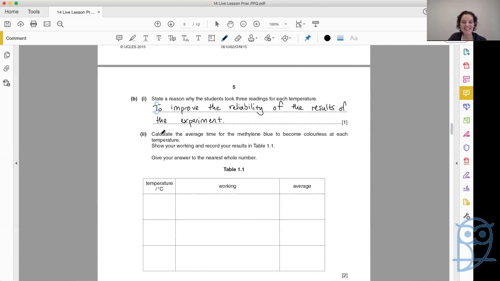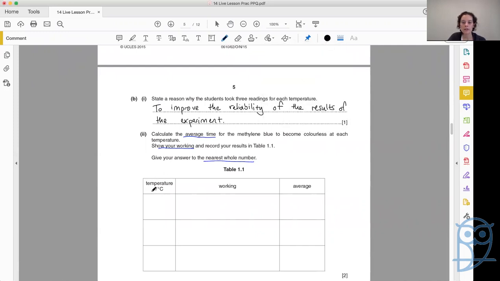Then they actually tell us, calculate the average time for the methylene blue to become colorless at each temperature. Show your working and record your results in table 1.1. Give your answer to the nearest whole number. Now, there's a lot of instructions there. So it's important that you take the time and you work through each of those instructions. So we're calculating the average time, we're showing our working, and we're giving answers to a nearest whole number.